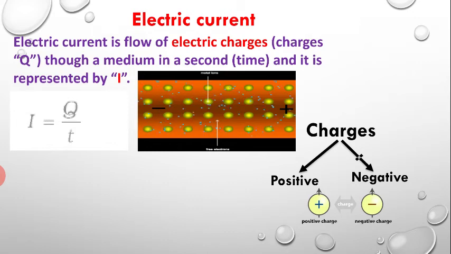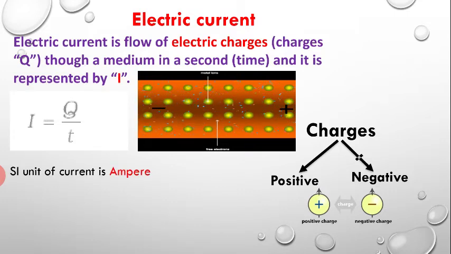Now this electric current can also be represented by the formula, that is charge divided by time. If you want to find out the electric current, and if you know the amount of charge flowing and in how much time it is flowing, then you can find out the electric current in a circuit.